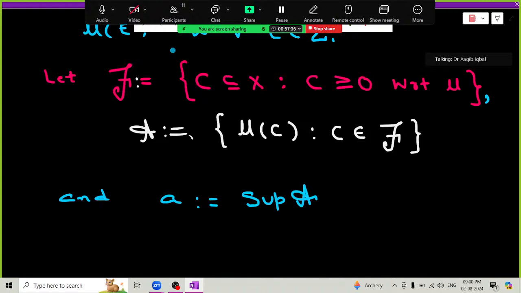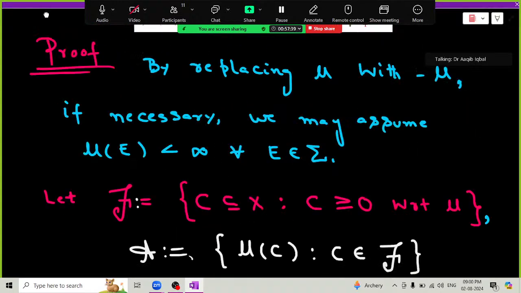What is script A? Script A members क्या है? They are signed measures of these C's which are coming from fancy F. Fancy F is collection of positive sets. So that means these script A members, they are non-negative extended real numbers. In fact, they are non-negative real numbers. क्यों? Because we have already ensured that mu is never infinity.